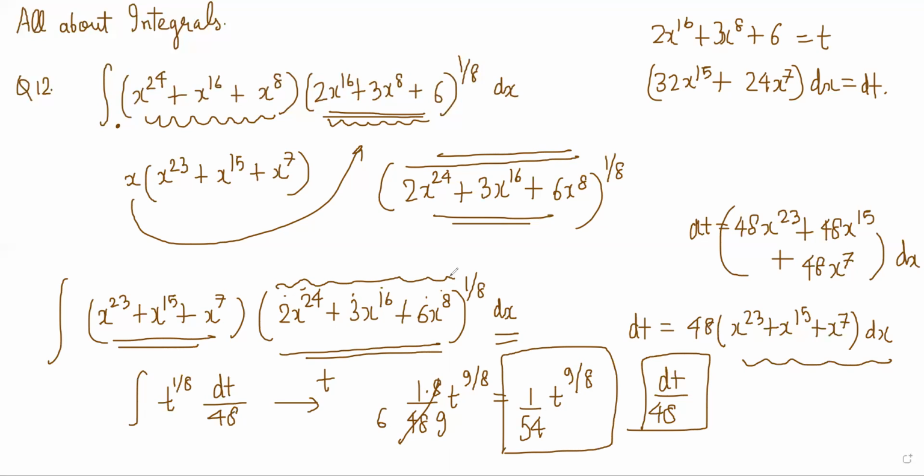So the idea here is that when direct substitution doesn't work, try to manipulate the expressions in such a way that maybe a slightly different version of the same expression has a good substitution that is working. The reason this substitution worked was, once you make it x power 24, x power 16, x power 8, 2 into 24 is 48, 3 into 16 is 48, and 6 into 8 is 48. And you get the correct set of powers, 23, 15, and 7 after differentiation, right? So I hope you understand this trick, and this has been asked in IIT and it might come again. It is possible that you can get a question like this again.